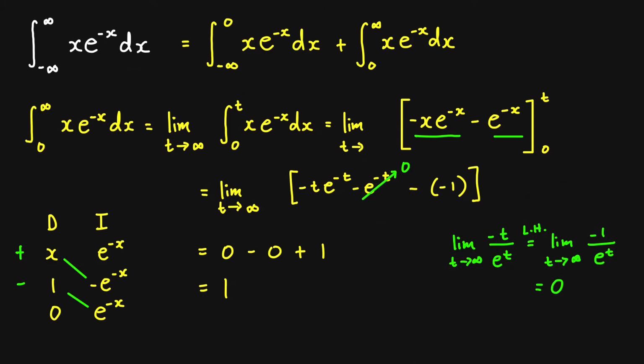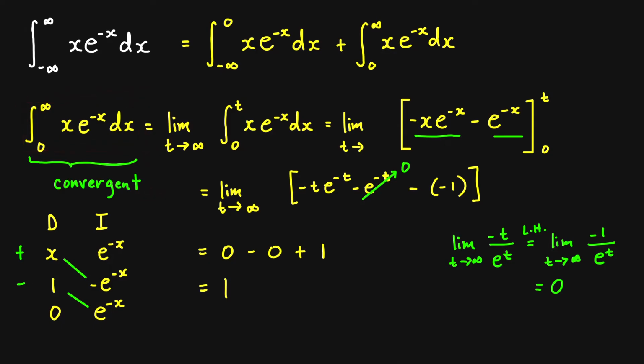So by applying L'Hopital's rule, we'll get here the limit of the derivative of the numerator, which is negative 1, over the derivative of the denominator, which is the exact same thing. And clearly, the limit as t approaches infinity is equal to 0. Therefore, the limit of this expression here is 0 minus 0 plus 1, which is equal to 1. So this tells us that this improper integral here is convergent.